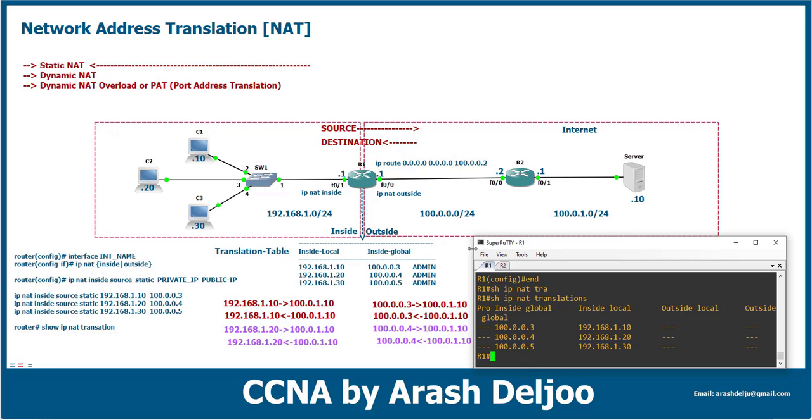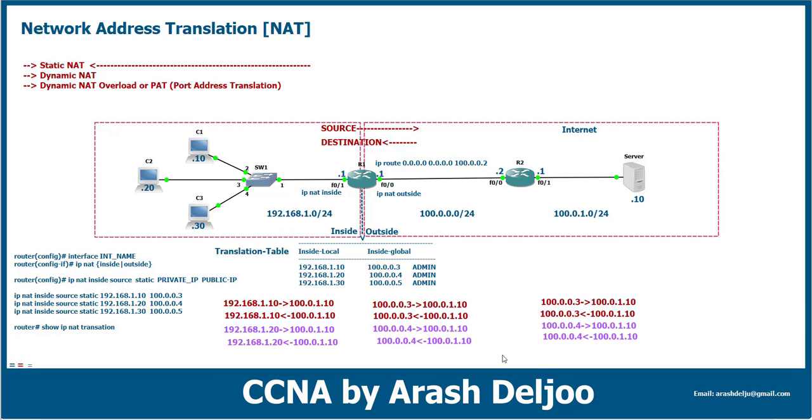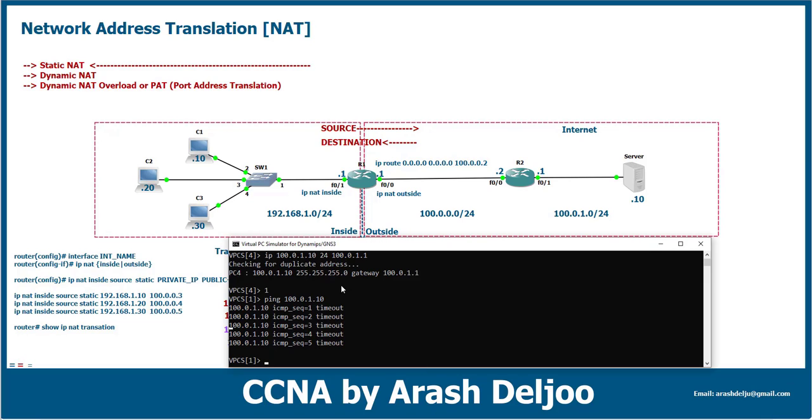It is so easy to verify the translation table. Inside local means the private IP address, inside global the public one. That's it. Now we can try to send traffic from the computer to the server. First, I'm going to show you, and after that we can capture the packets. Ping 100.0.0.10 from computer 1.